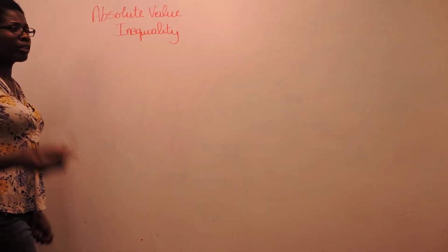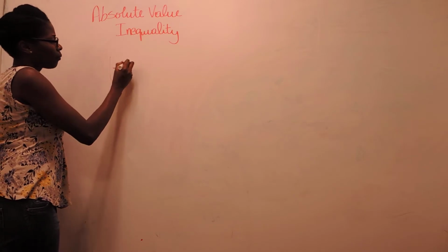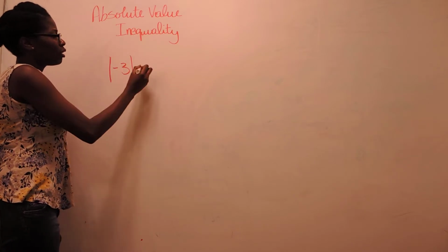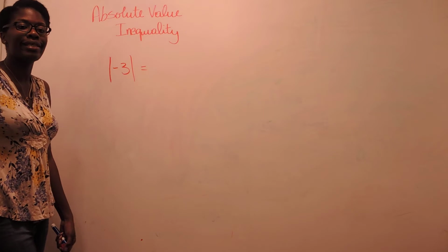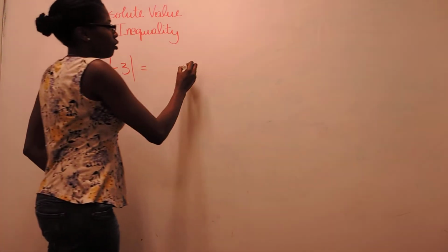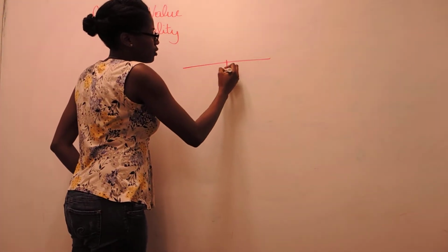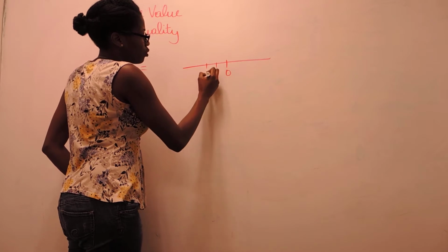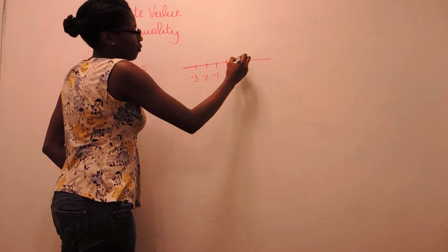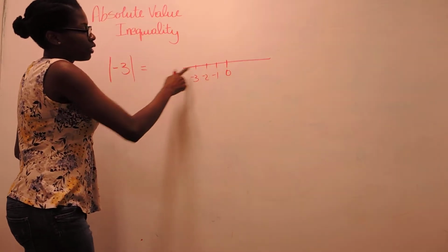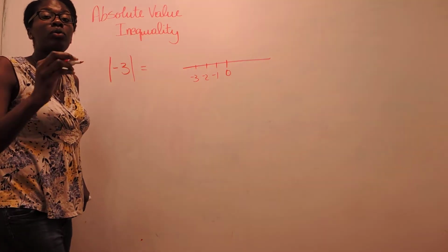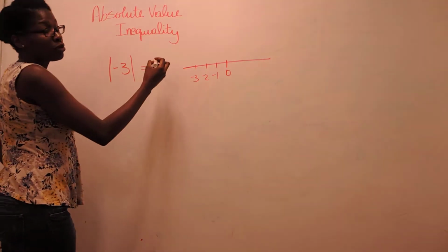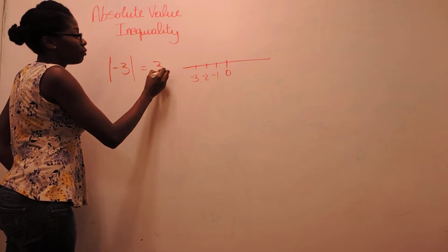So, if you're asked to find the absolute value of -3, basically what you're asked is, how far is -3 from 0? On a number line, we have 0, -1, -2, -3. We can count 1, 2, 3. -3 is 3 units away from 0, therefore the absolute value of -3 is 3.